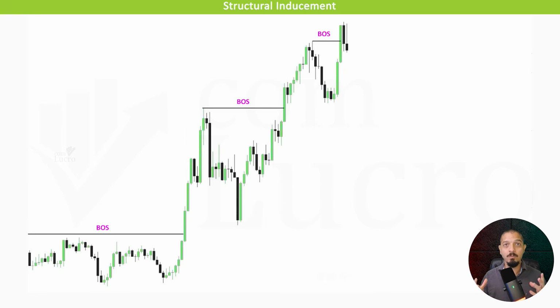In this example, price is trending higher and continues to print bullish breaks of structure to the upside.